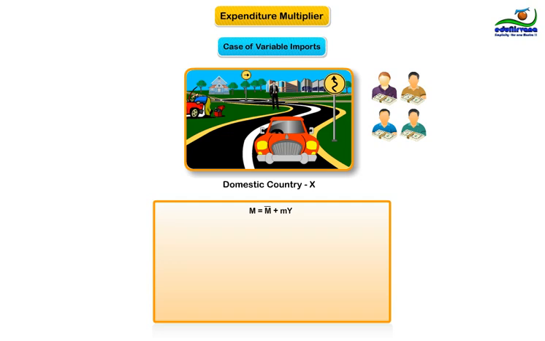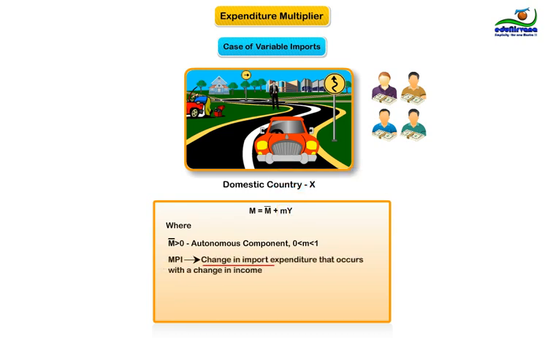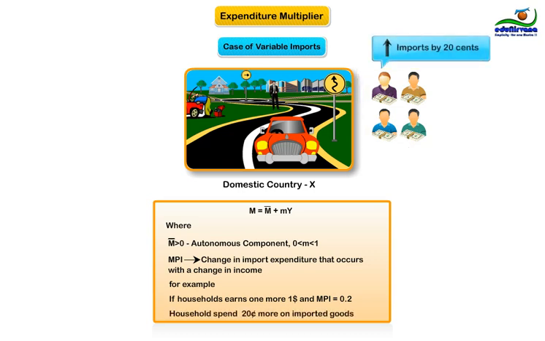M is equal to M bar plus mY, where M bar greater than 0 is the autonomous component and m is greater than 0 and less than 1. Here, m is the marginal propensity to import, MPI. It refers to the change in import expenditure that occurs with a change in income. For example, if a household earns $1 extra of income and the marginal propensity to import is 0.2, then of that dollar, the household will spend 20 cents on imported goods and services.